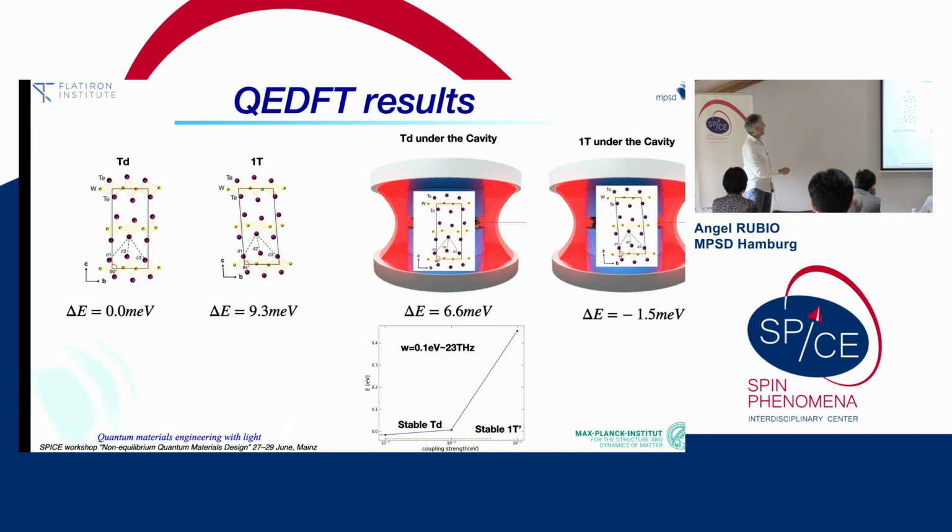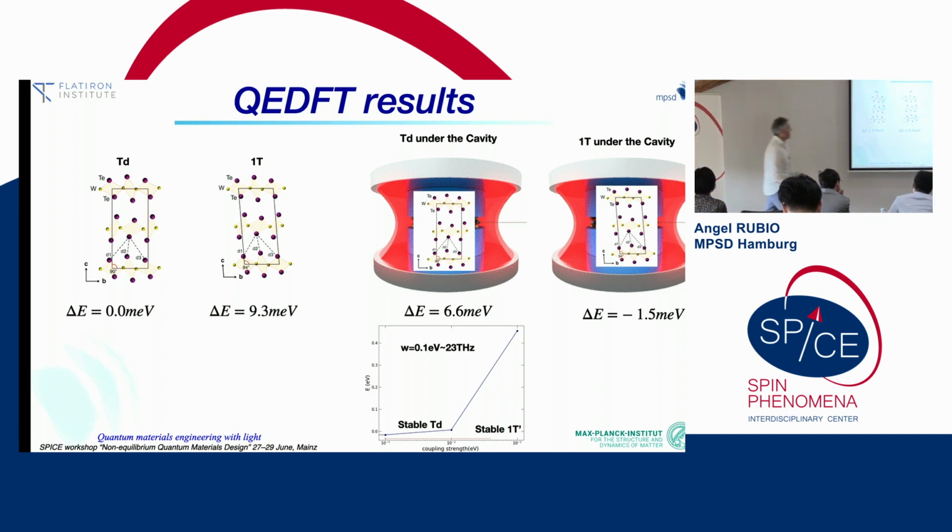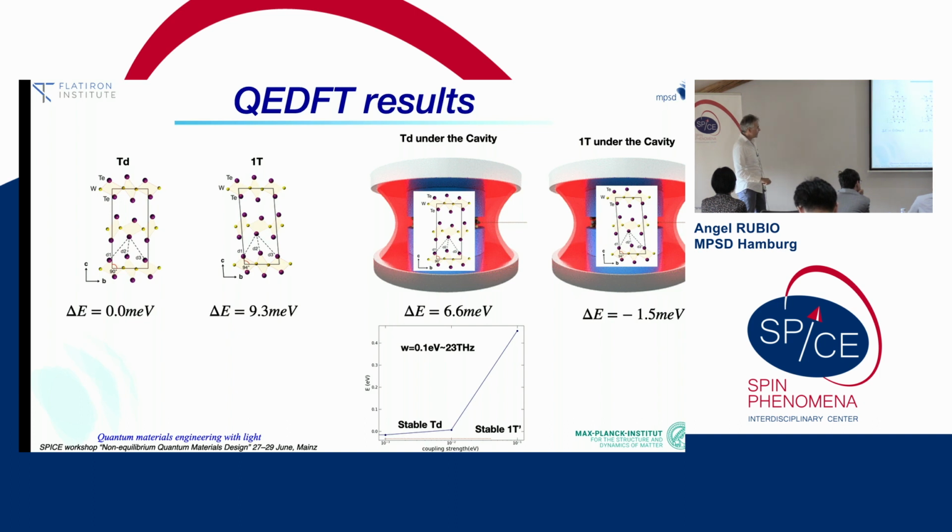In the gas phase, you get basically what I showed you before. The ground state is the Td configuration, and the excited state is the 1T prime, which is a little bit high up in energy, only 4 meV. Now, if you do the same calculation as a function of the light-matter coupling, what you can say is that for small light-matter couplings, the stable configuration is the Td. However, when you reach 0.1, the T prime is the most stable one.